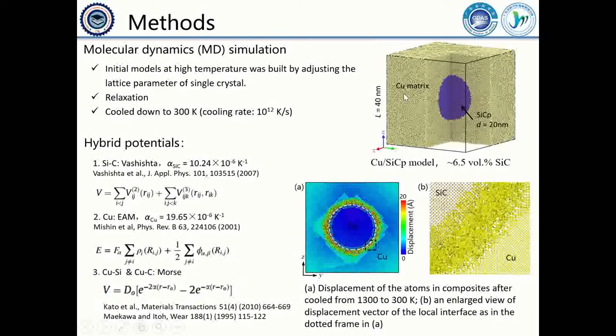And this is our composite model in our simulation. The initial model at high temperatures was built by adjusting the lattice parameters of a single crystal. Then it was relaxed, and then the model was cooled down to 300 Kelvin. And the potentials were used in our molecular simulations.